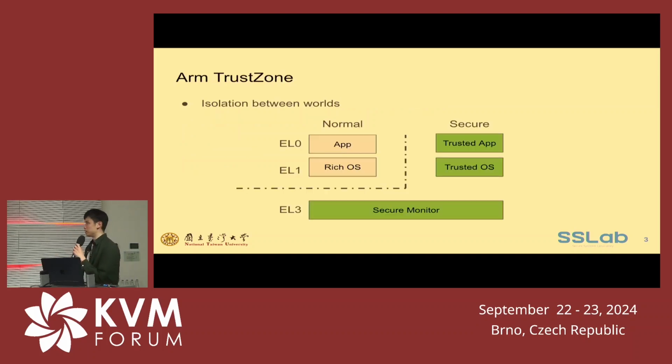Before we dive into the details of our work, let's start with a brief introduction to Arm TrustZone. The key concept of TrustZone is world isolation. TrustZone splits the processor into two distinct worlds, the normal world, where the general applications and operating systems run, and the secure world, which handles sensitive operations like encryption, secure storage, and key management. This isolation between worlds ensures that even if the normal world is compromised, the secure world remains unaffected, providing a robust layer of security.